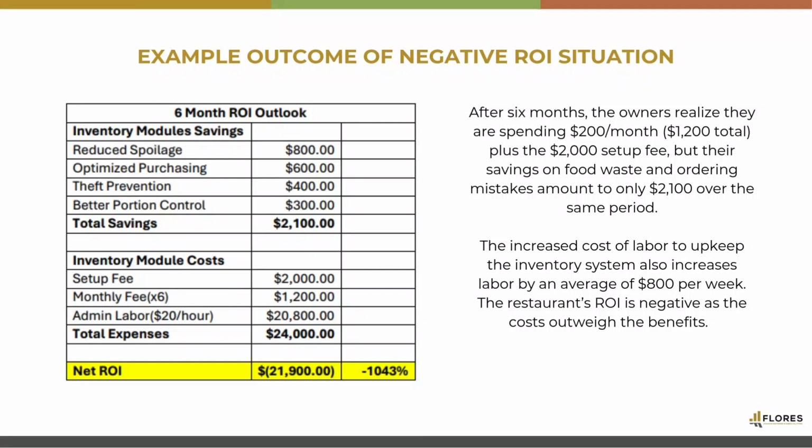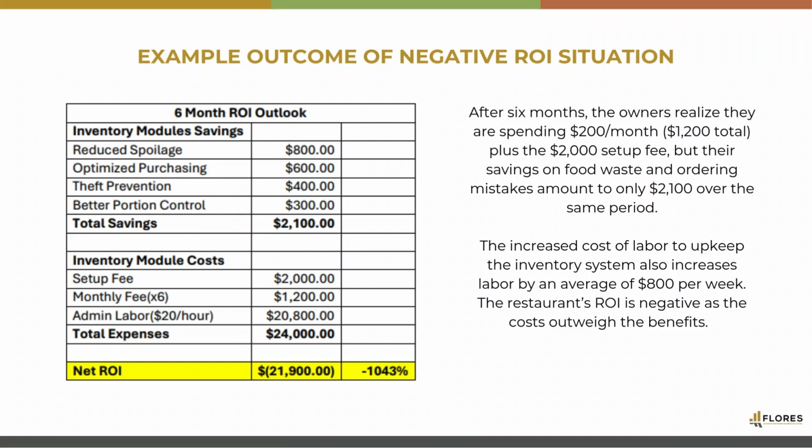Let's look at a real-life example. In this situation provided on the screen, an owner looks at their inventory expenses over a 6-month period. They realize each month costs $200 for the module, which is $1,200 annually, and factor in the startup of a $2,000 fee, resulting in a total cost of $3,200.